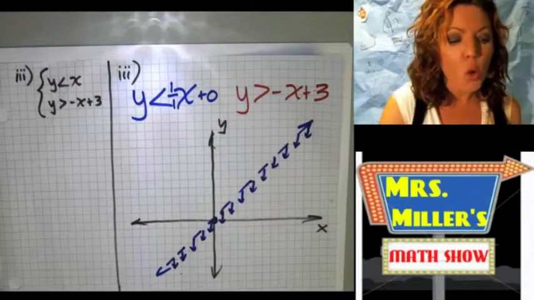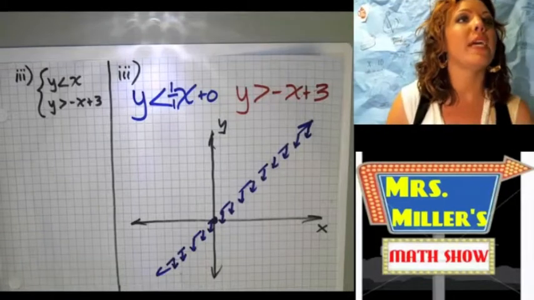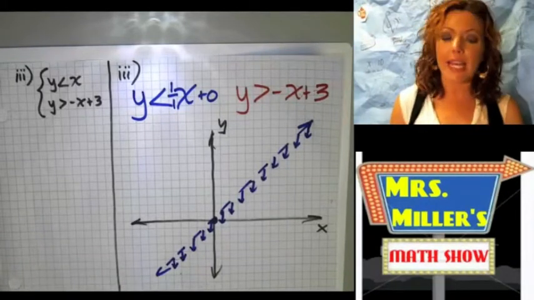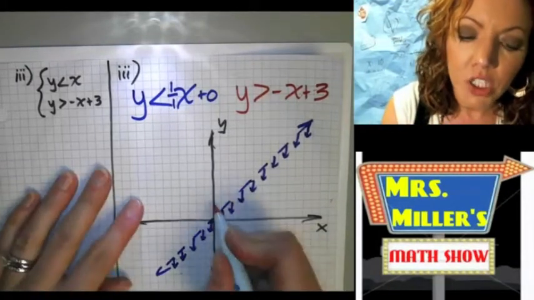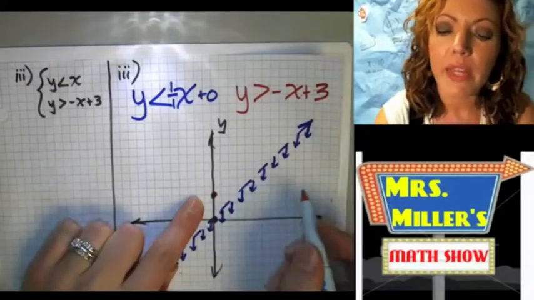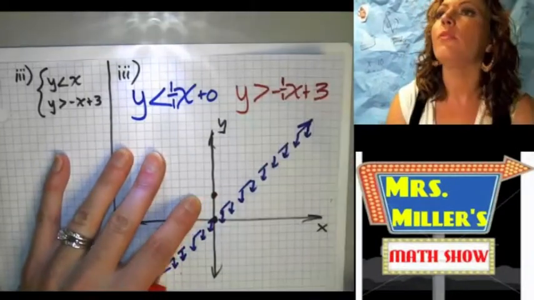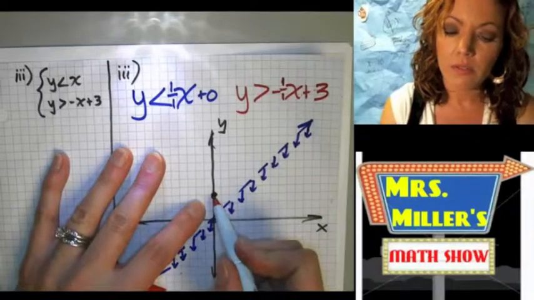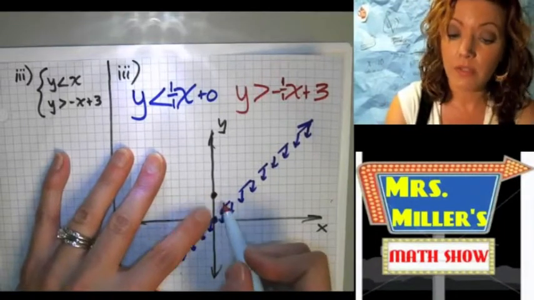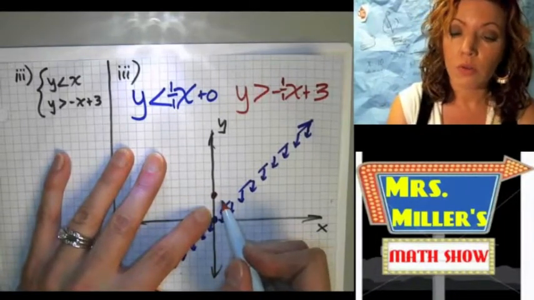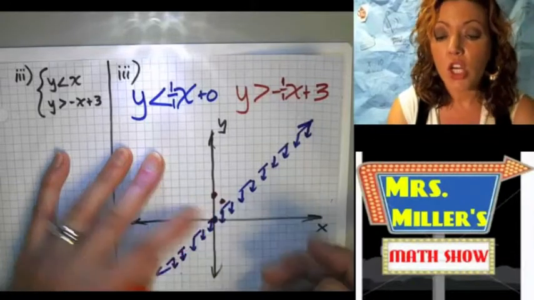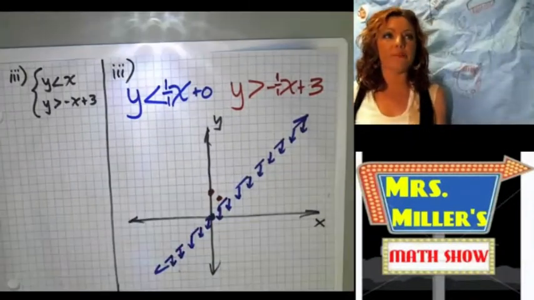Okay, next. Y is greater than negative x plus 3. Somebody help me graph this one. Mendez. You go up 3. Good, up 3. Excellent. And then from there, negative 1 over 1. You go up, no, is it down 1? Good. And then 1 on the right. Good. Okay, everybody give it up for Mendez.